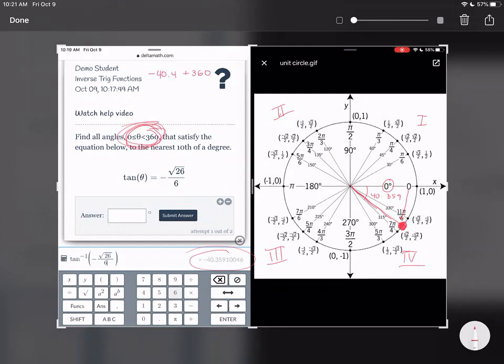Okay, and the reason for that is if you're on a circle and you're at negative 40.4, but you go around 360 more degrees, you're back where you started from. It's the same spot. And I know I'm lagging right now, so I'll repeat that once it catches up.